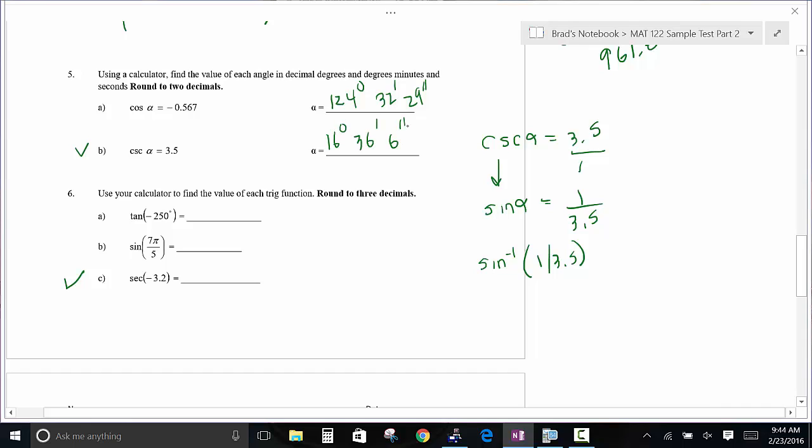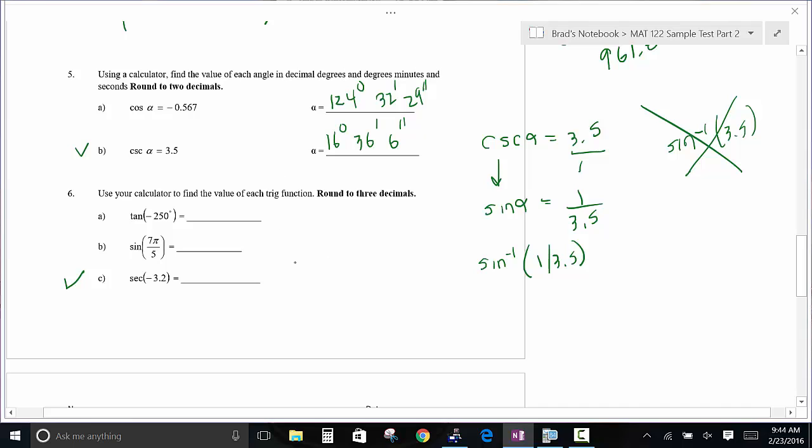Okay, so you do that. And I'll tell you what students do all the time on this problem. It's very common. Students will go through and they'll go inverse sine of 3.5, get the answer, then take the reciprocal. Wrong. You must do it that way, so you got to pay attention to that, okay? Now, these kind of problems right here, pretty straightforward.